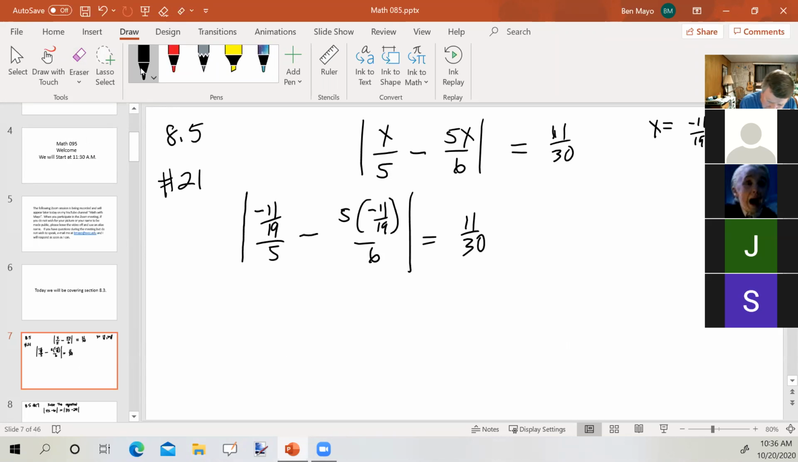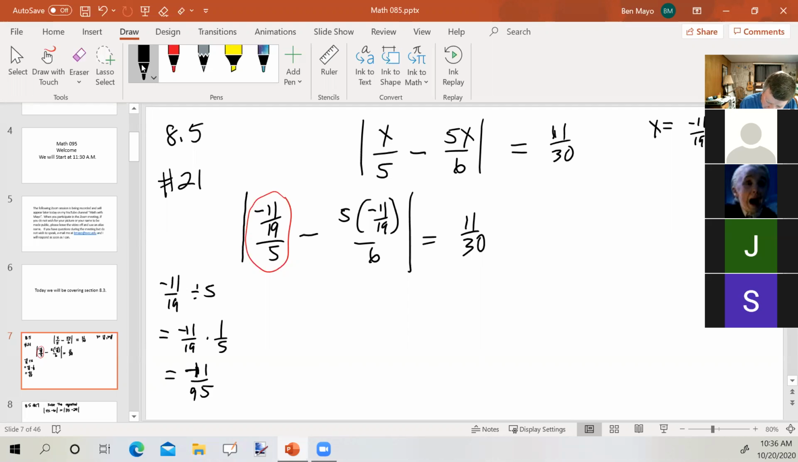Okay, so let's take a look at this little piece right there. That's negative 11/19 divided by 5, right? Which is negative 11/19 times 1/5, which is negative 11 over what, 95?